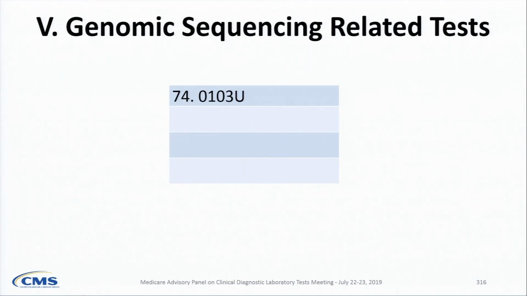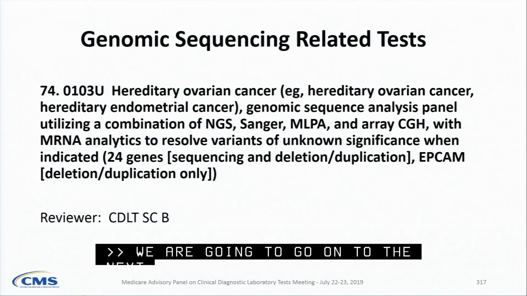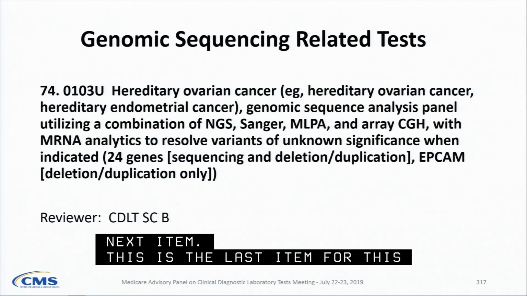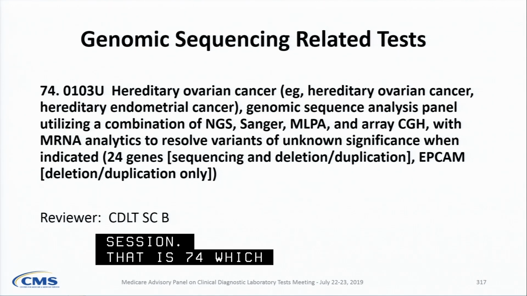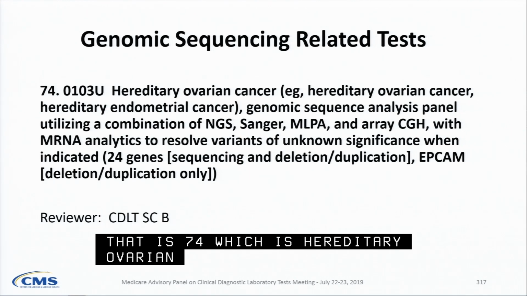Okay, so we're going to go on to the next item, and this is the last item for this session, and that is item 74, and it is code 0103U, hereditary ovarian carcinoma sequencing. I'm going to turn this over to Subcommittee B, as in boy, Dr. Chandra.